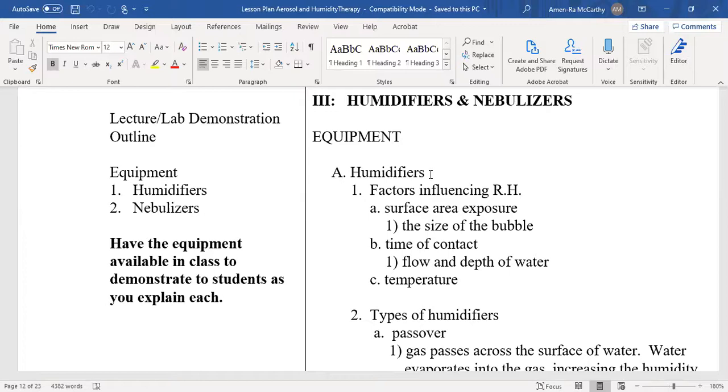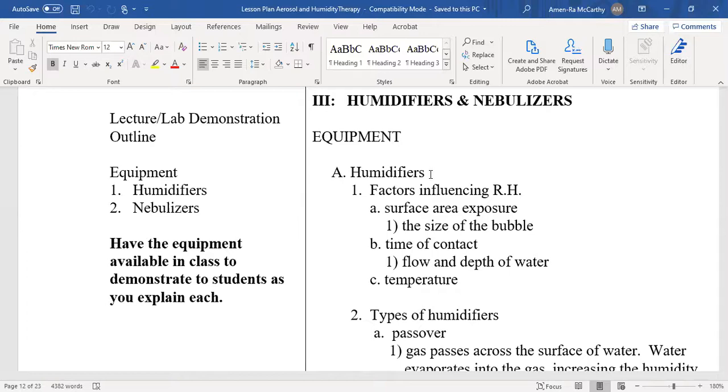We talked about penetration and deposition. Penetration is how far that aerosol particle can fly into the system, and deposition is where it lands, where it deposits. And then we said there are some factors that determine how far it penetrates or deposits. We talked about gravity, inertial impaction, particle size, as well as temperature, because temperature determines the stability of an aerosol.